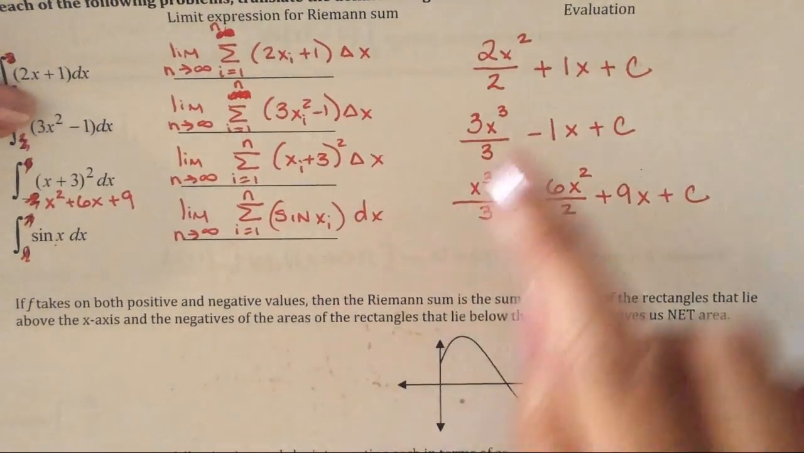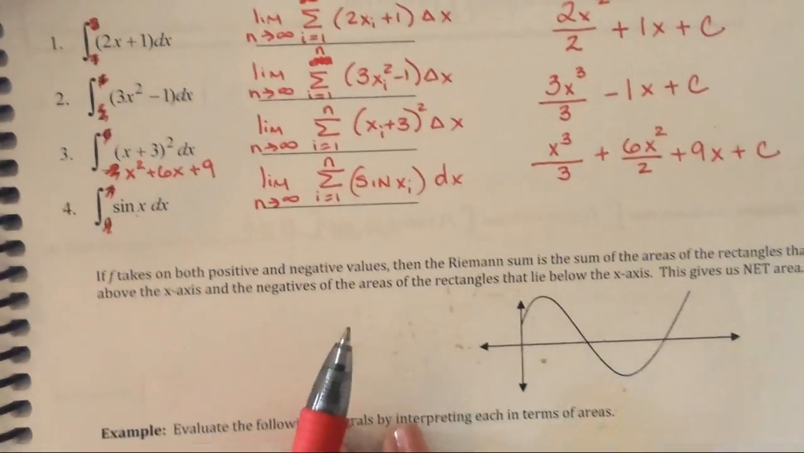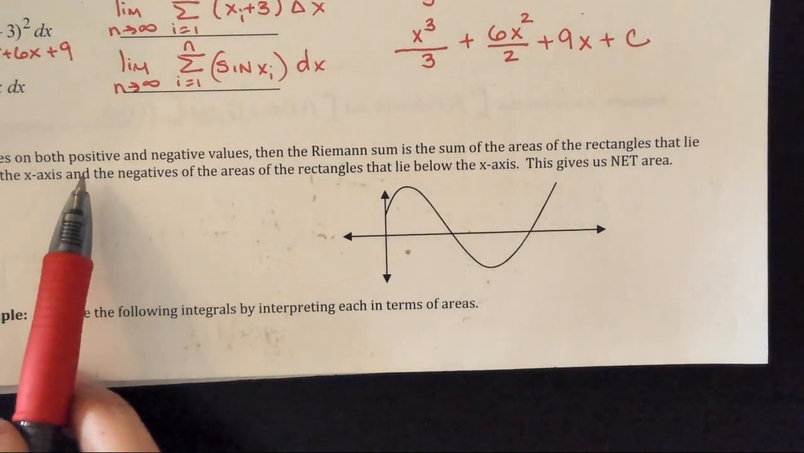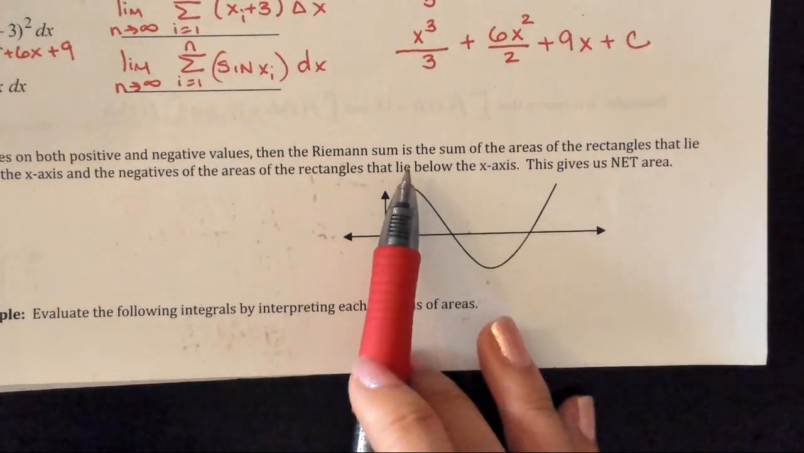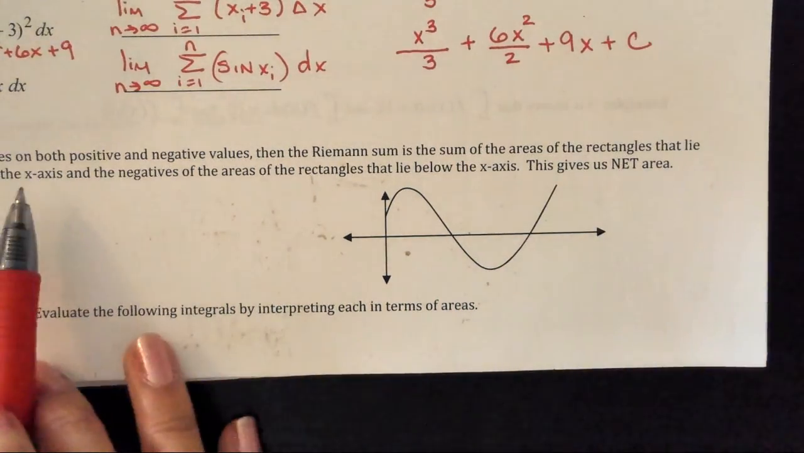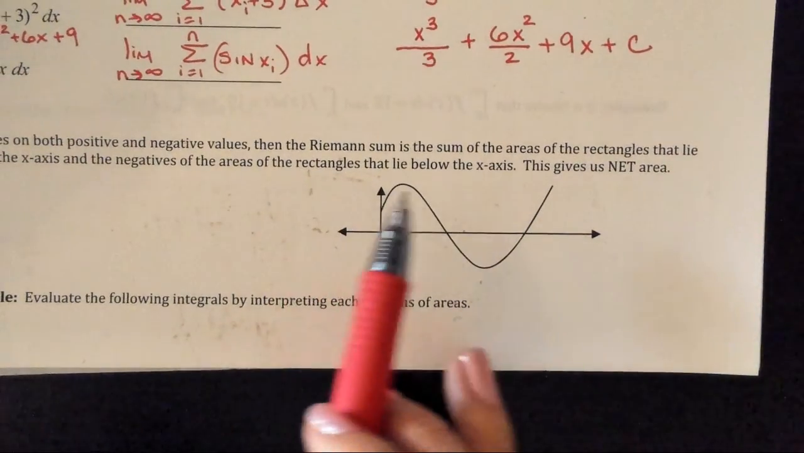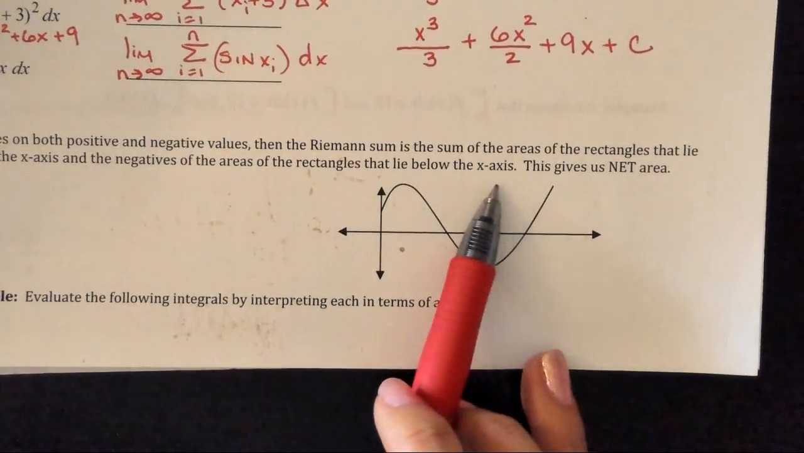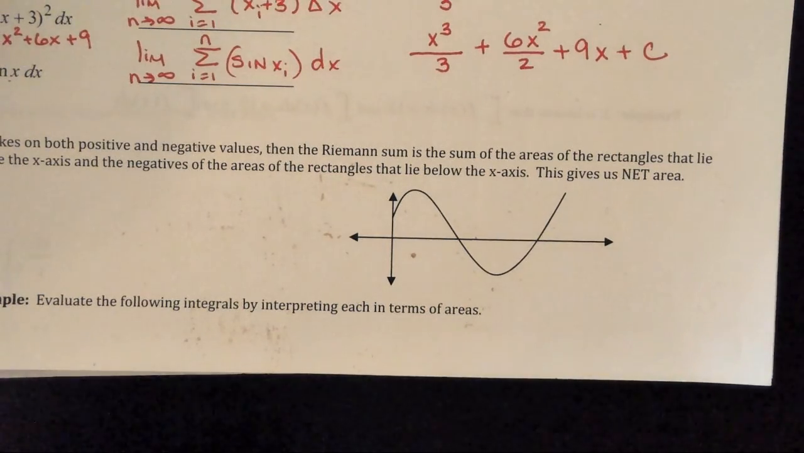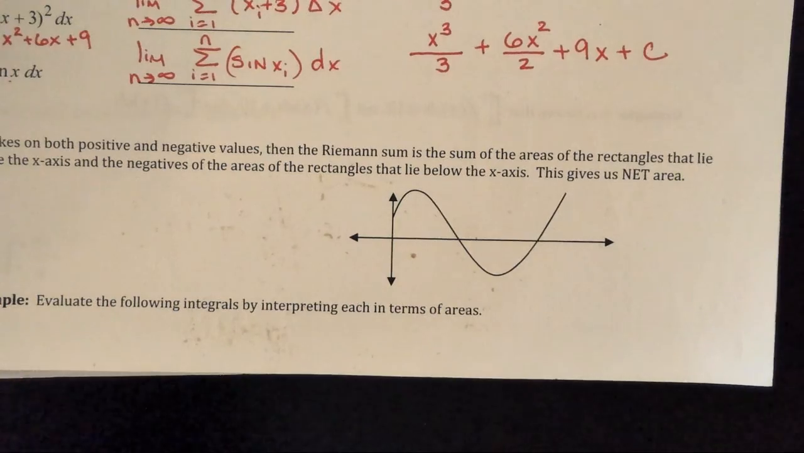All right. These are called indefinite integrals when they don't have boundaries, but now we're going to work on definite integrals. If f takes on both positive and negative values, then the Riemann sum is the sum of the area of the rectangles that lie above the x-axis and then negative of the areas of the rectangles that lie below the x-axis. That's why when you're talking about integral, try not to say area. It gives us net area, not just area.